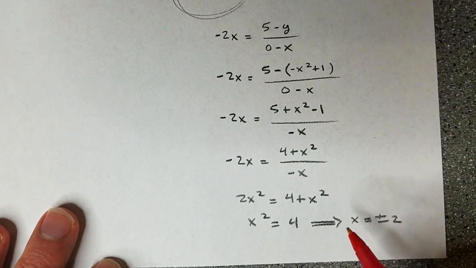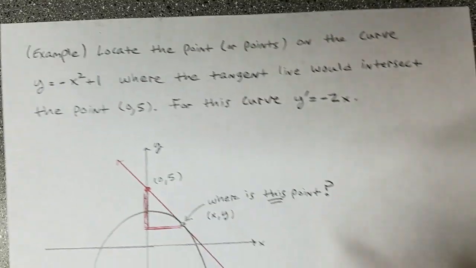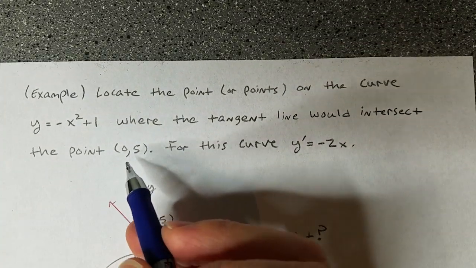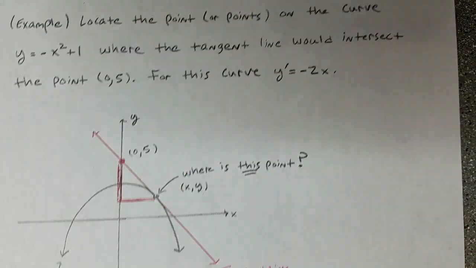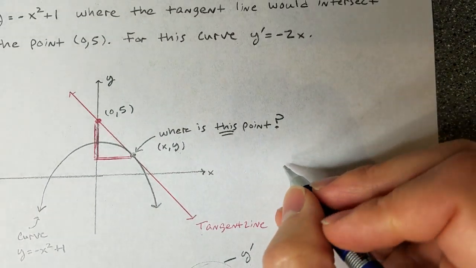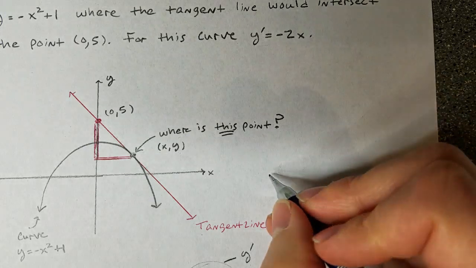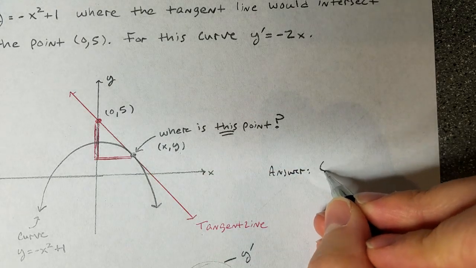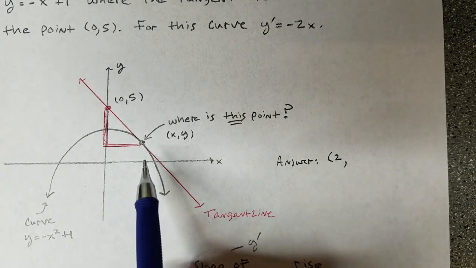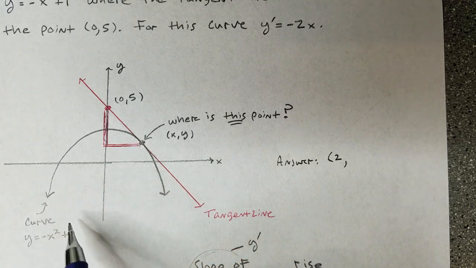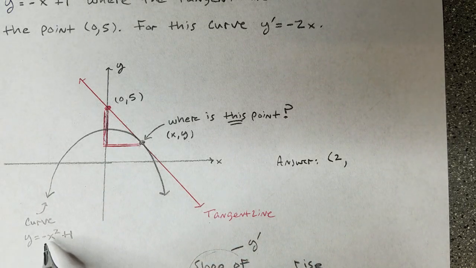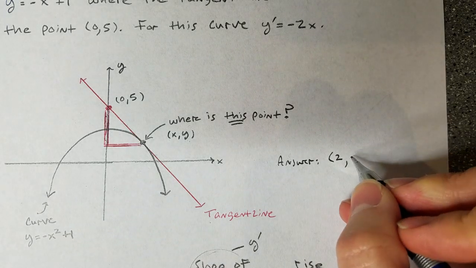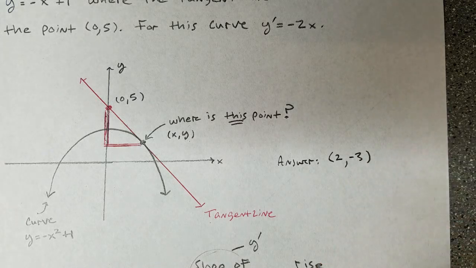So anyway, to give my final answer. So I know there's a point over here at 2 for x, and then one at negative 2. But points have an x and a y, so let's give our answer this way. Okay, so final answer to the question. Where is that point? It's at 2 for x, and being that it's on this curve, what's the y coordinate? Well, you find the y coordinate right out of this equation. Negative 2 squared, so that's negative 4, plus 1, that's negative 3. All right, so 2 for x, negative 3 for y.